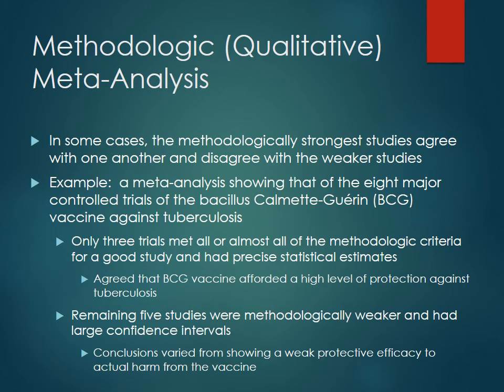So here, the conclusions varied from showing a weak protective efficacy to actual harm from the vaccine. So again, by being rigorous and looking at the quality of the studies included, they're able to find that the large studies, the ones that we feel are the strongest evidence, show a consistent effect.